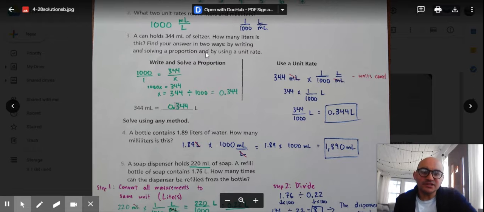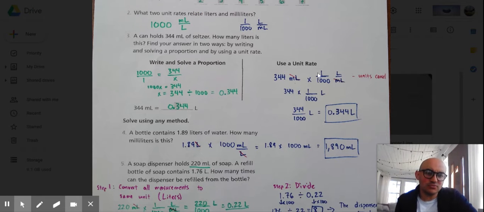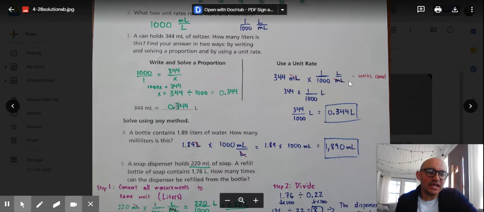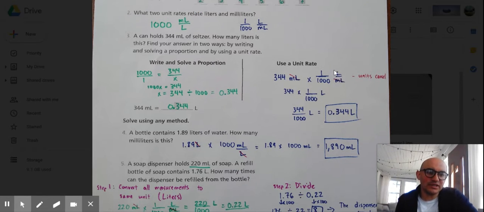The rule of thumb here is, let's take a look at the problem. It says, how many liters is this? So when I'm trying to select a unit rate, I want to select the one where the liters is on top. So liters per milliliter is how I'm going to read this. So I'm going to choose this unit rate here. And then I just multiply the unit rate by the measurement I'm given, and I cancel out my units and solve. So 344 milliliters times 1/1000th of a liter per milliliter. And milliliters cancel each other out, so I'm left with just the unit liters, which is good. That's my goal. Now I multiply 344 by 1/1000.